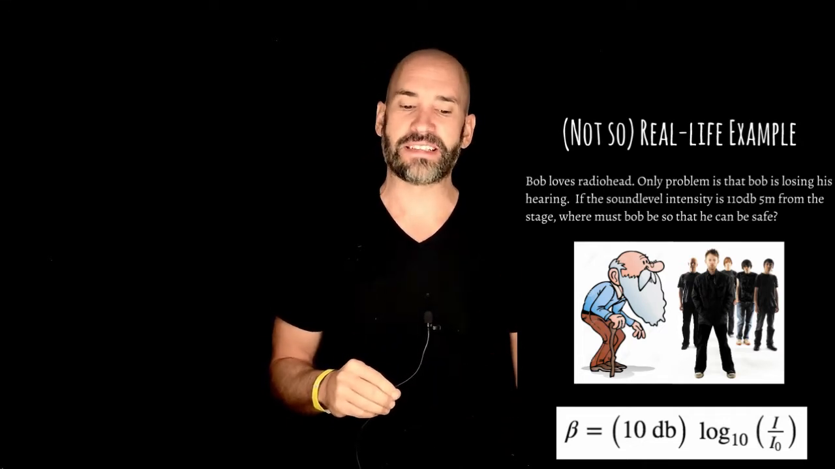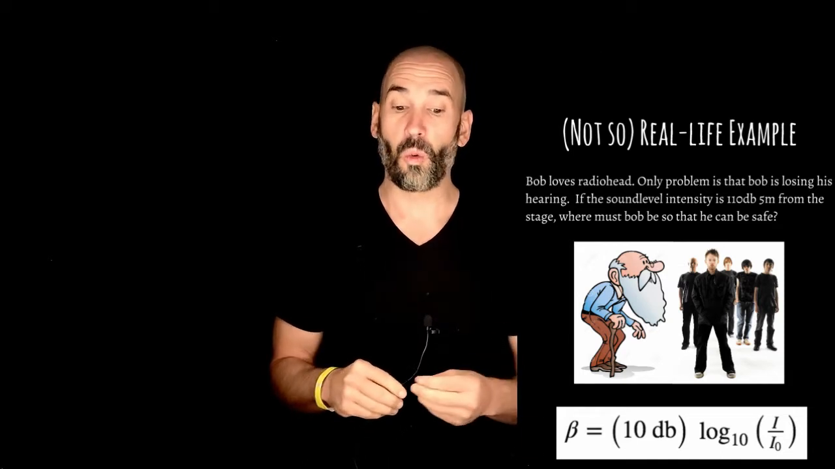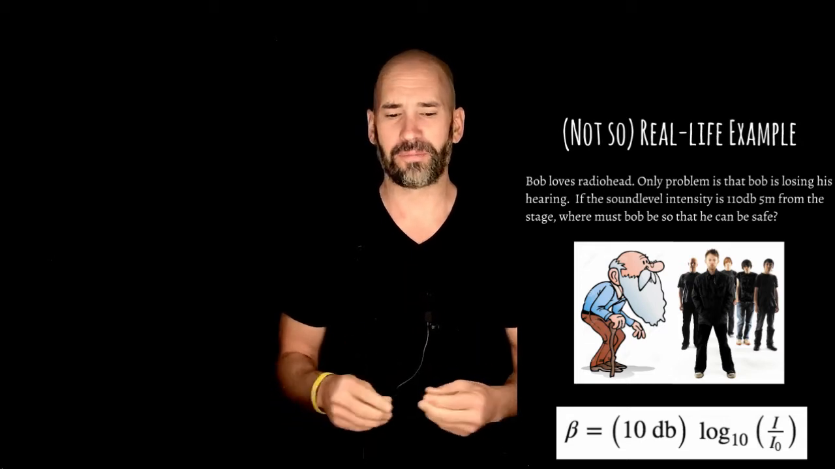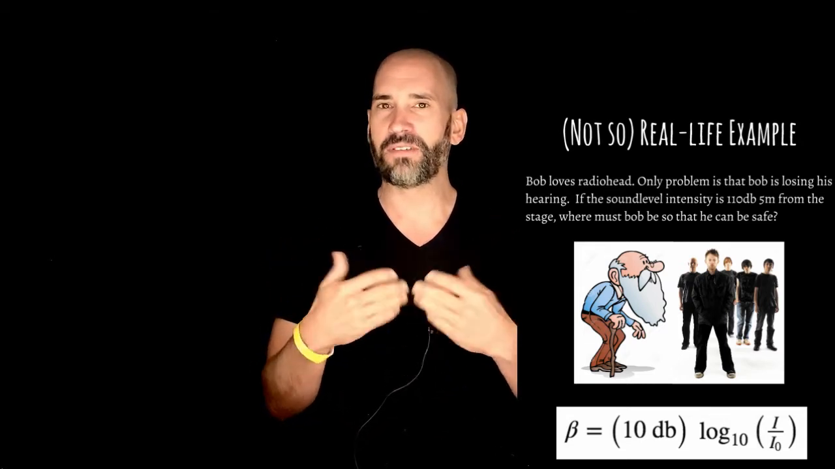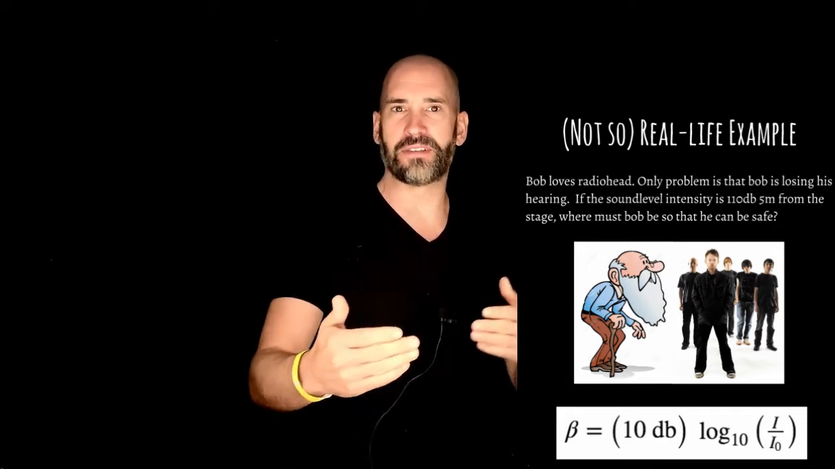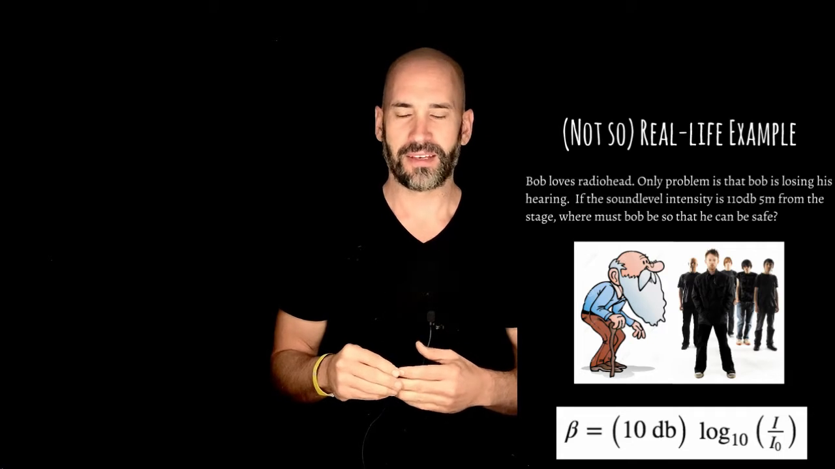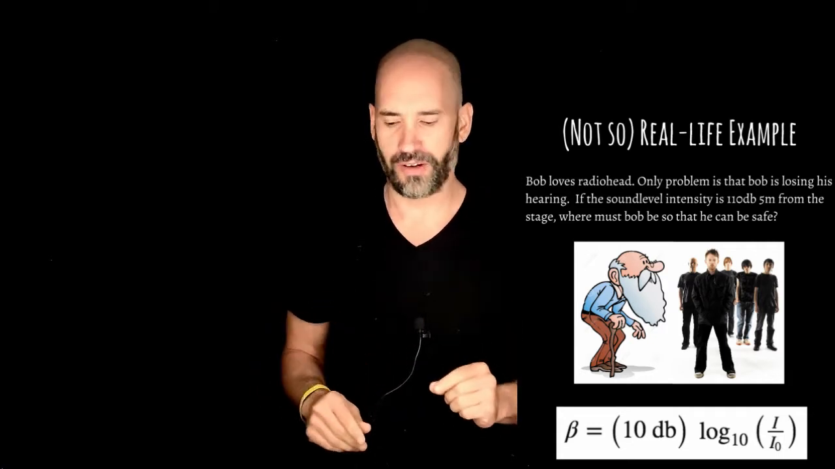If the sound level intensity is 110 decibels, 5 meters from the stage, where must Bob be so that he can actually be safe and won't lose his hearing? It's kind of cool that even at this level in this course, we can approach a problem like this: how far Bob needs to be from the stage so that his hearing isn't damaged. Kind of makes you guys pretty powerful, or at least will be powerful once we solve this problem.